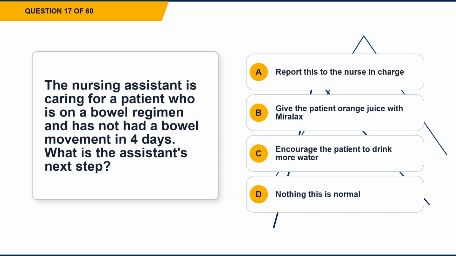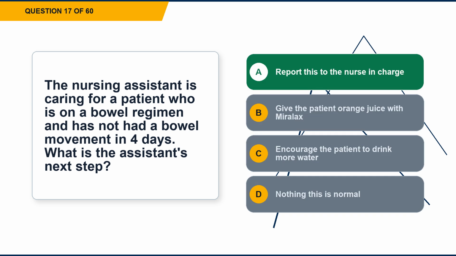Question 17. The nursing assistant is caring for a patient who is on a bowel regimen and has not had a bowel movement in 4 days. What is the assistant's next step? Option A, report this to the nurse in charge. Option B, give the patient orange juice with Miralax. Option C, encourage the patient to drink more water. Option D, nothing, this is normal. The correct answer is option A, report this to the nurse in charge.